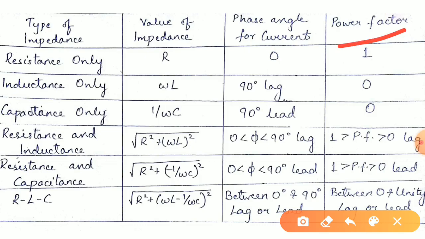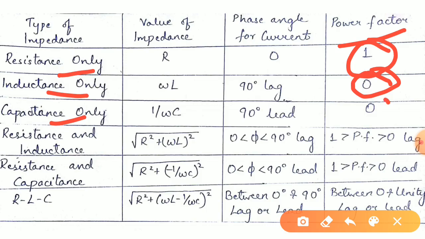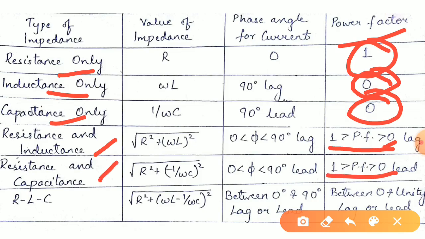When we talk about power factor, for circuits having R only, the value will be 1. For inductive circuit, it will be 0. For capacitive circuit, it will be 0. For R and L circuit, the value will be lying between 1 to 0 with a lagging value. For R and C circuit, it will be between 0 and 1 with a leading value. For circuits having RLC, the value will be between 0 and 1 and value will be either lagging or leading.